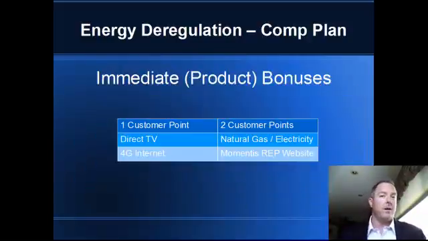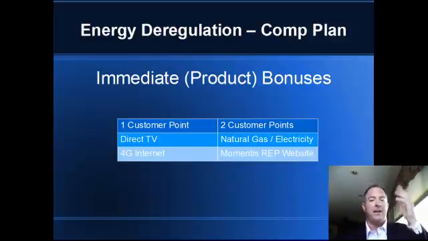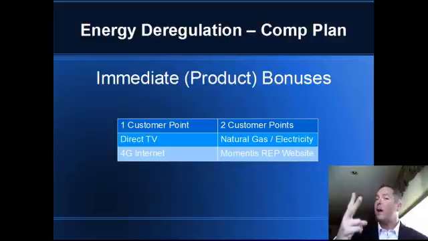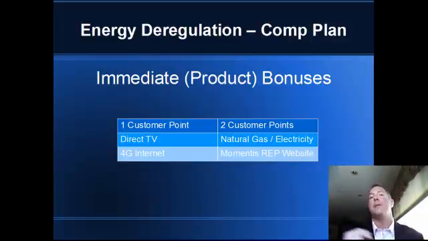So, Momentus sells products. What do we sell? We sell DirecTV, which you get 1 customer point for. 4G internet access, which you get 1 customer point for. We sell natural gas and electricity, which you can get up to 2 customer points for. And we have a website that each rep has to have. You get 2 customer points for that.